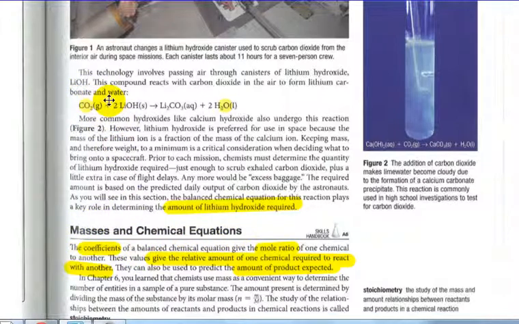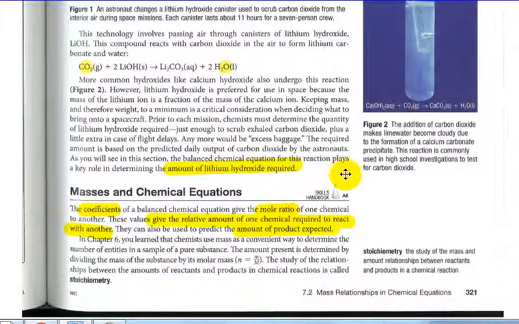Over here we can see that 1 mole of CO2 requires 2 moles of lithium hydroxide. That is referred to as a mole ratio. These values give the relative amounts of one chemical required to completely react with another. So it's almost like a recipe: 1 mole of carbon dioxide requires 2 moles of lithium hydroxide. It could also help predict the amount of product expected. As a result, 1 mole of lithium carbonate is formed for every 2 moles of water.